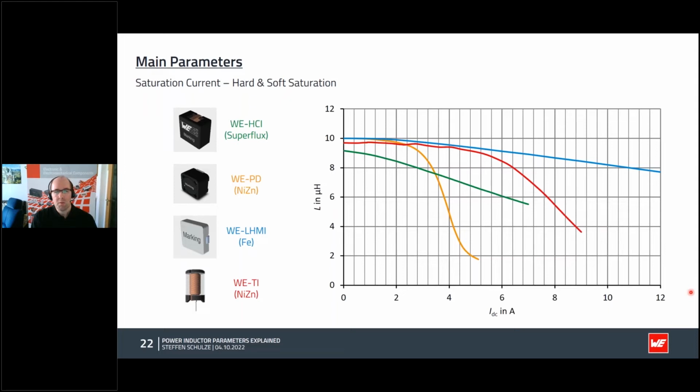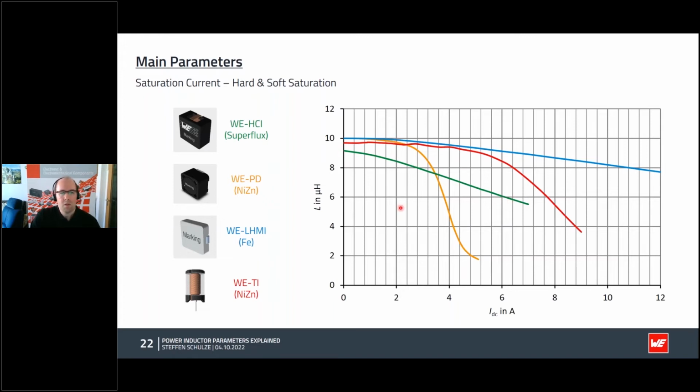When we speak about saturation behavior, there's a difference between hard and soft saturation. I have shown here 4 components, different series. 2 of them show a soft behavior. It's the LHMI series and the HCI, the blue, red and green curves. So what does soft saturation mean? That means that the inductance drops relatively constantly with increasing current. There's no real constant value or current range where the inductance stays constant, but from the beginning it's going down.